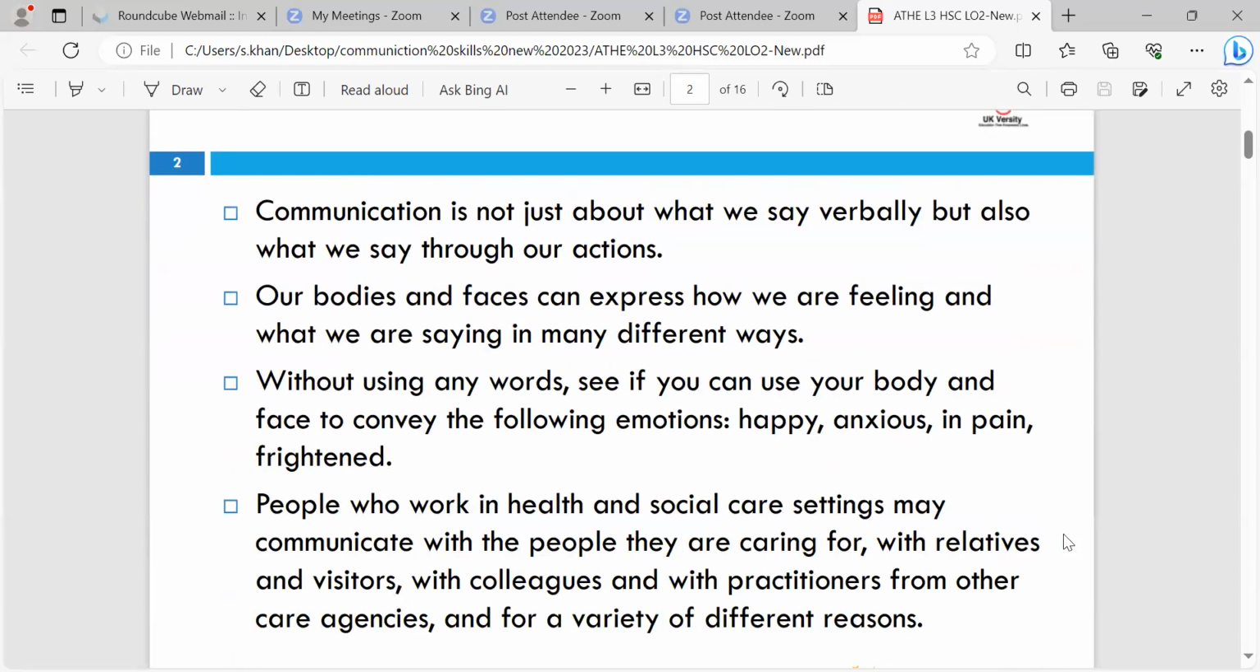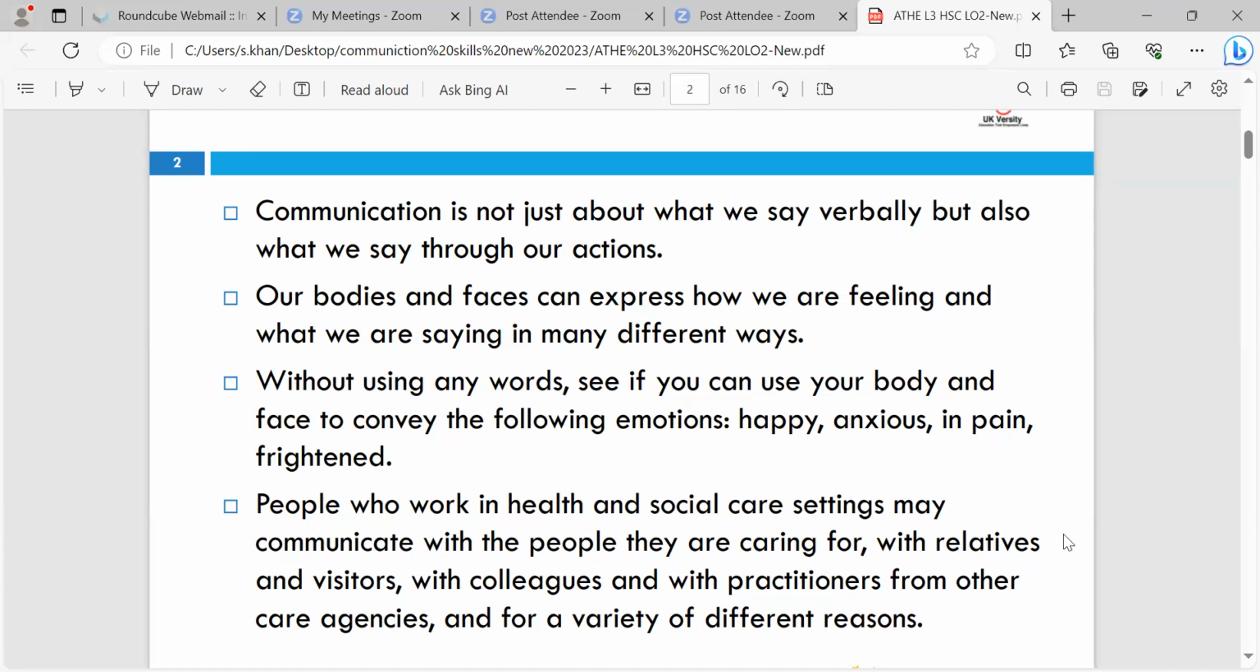Communication is not just about what we say verbally, but also what we say through our actions. Our actions, for example, like you said, if you are sad, what would you have, a sad face? Yes. So our actions play a big part in identifying the importance of what we are saying. Our bodies and faces express how we are feeling and what we are saying in many different ways. So if you're bored, you're going to make a frown. If you're happy, you're going to smile.